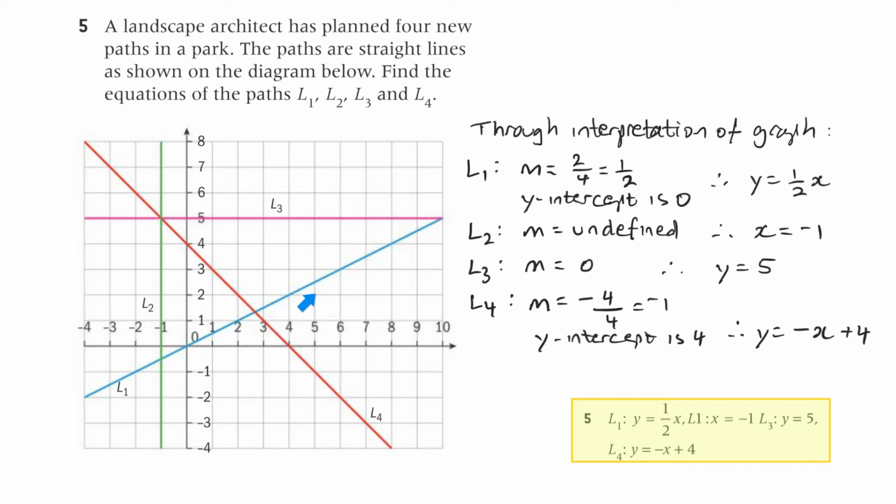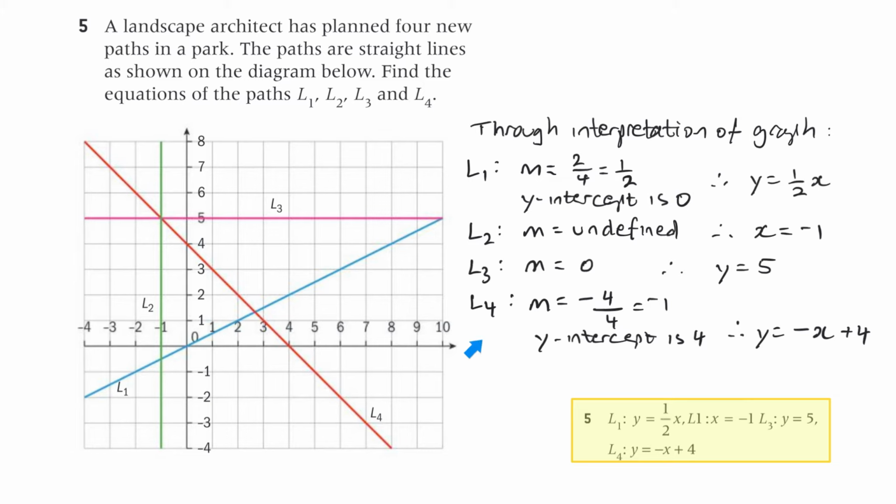Line 2. This is line 2 going straight up. Well, m is undefined. It's got no slope, and that line is actually x equals minus 1. Line 3. This one has a slope of 0. It is actually y equals 5. Remember, the x-axis is y equals 0. That line is y equals 5.